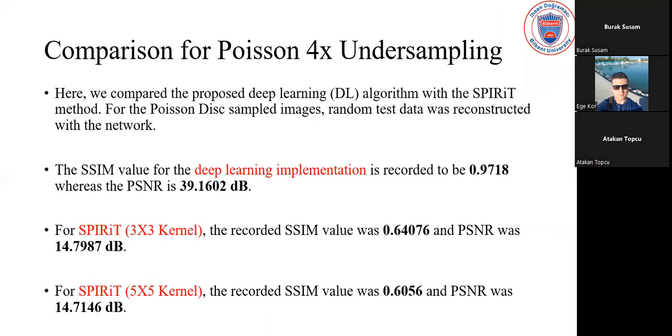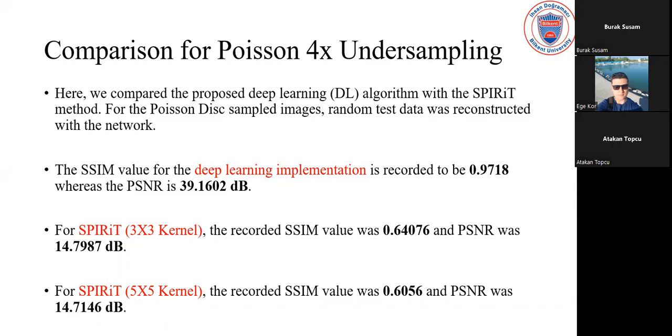As for the results, we have two main sets of results. One is for the Poisson four times undersampled images, and the other one is for uniform 4 times undersampled images. As for the Poisson 4 times undersampled images, we have only looked at SPIRiT and deep learning implementation for comparison, as SENSE needs uniformly undersampled images. Here we compare the proposed deep learning algorithm with the SPIRiT method.